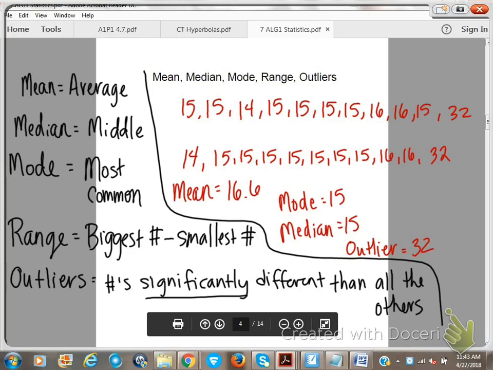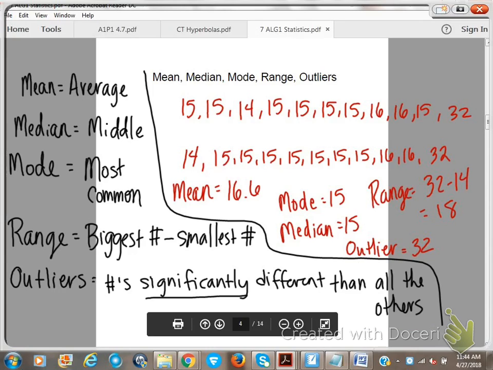Okay, now, let's talk about the range. Addie, what'd you get for the range? How'd you figure it out? I took the biggest number, 32, minus the smallest, 14. 18 you said, Addie? Yes, ma'am. Okay, good. Is everybody comfortable with finding all of these things? This is all a review right now, correct? Okay, good.